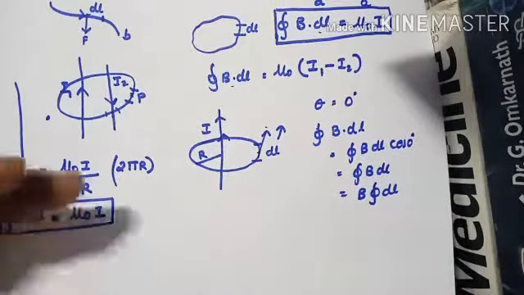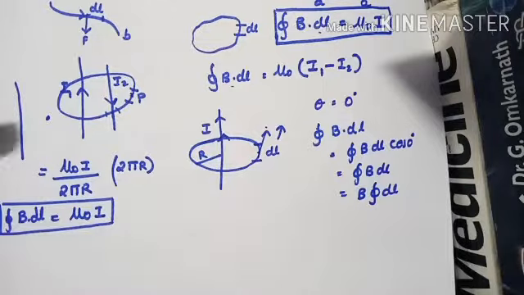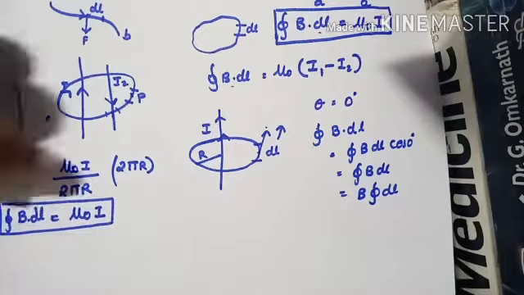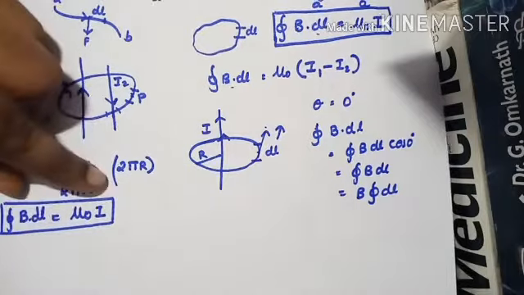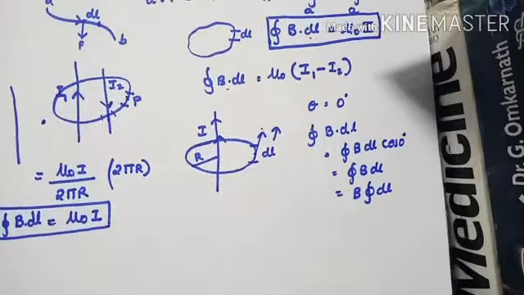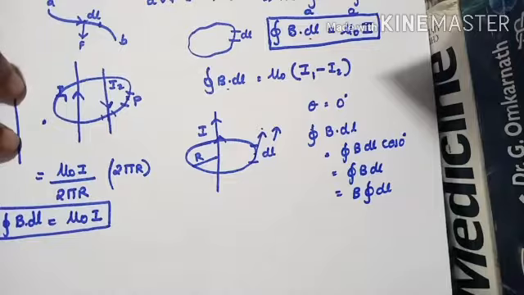So actually the entire statement comes from our Biot-Savart's law itself, because mu 0 I by 2 pi r we got from Biot-Savart's law. It's a simplification of Biot-Savart's law, used for solving problems. We'll understand it by solving a problem. Let's move on with the problem.